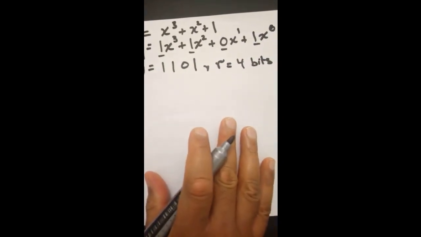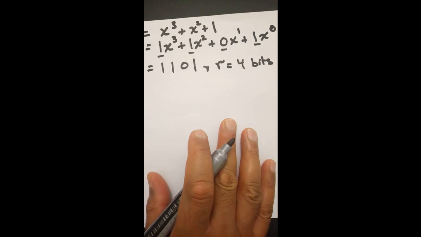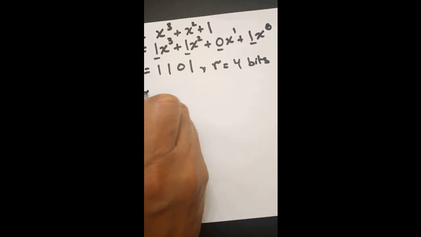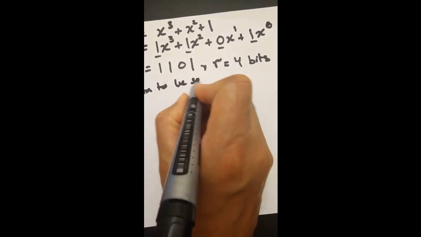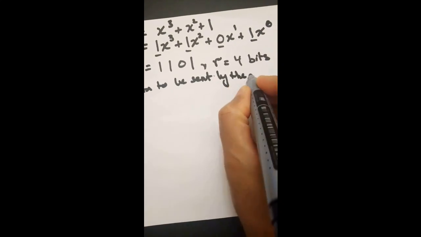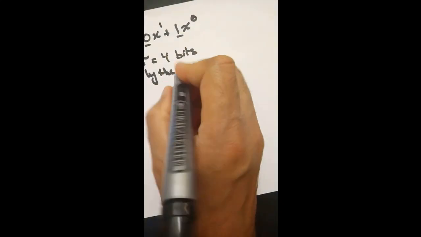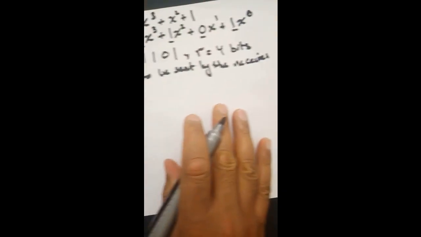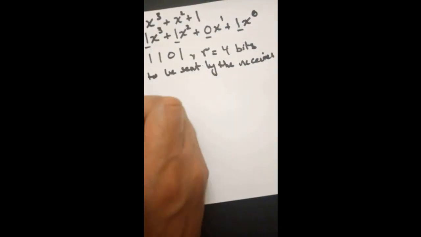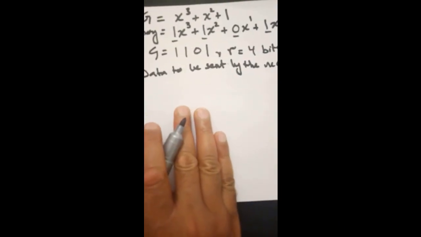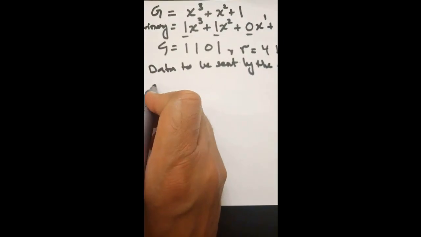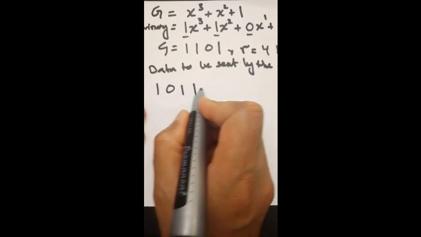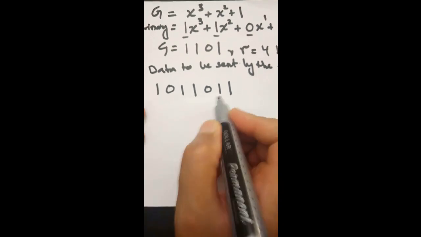Okay, now let's assume that the data to be sent by the sender is 1 0 1 1 0 1 1. So this is the data to be sent.